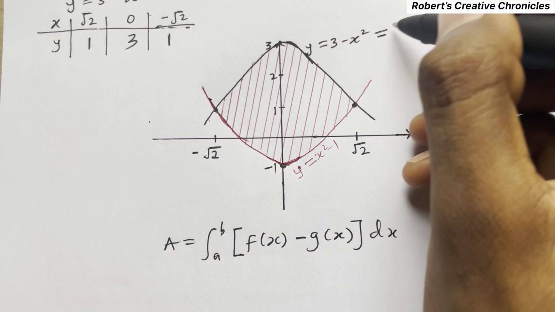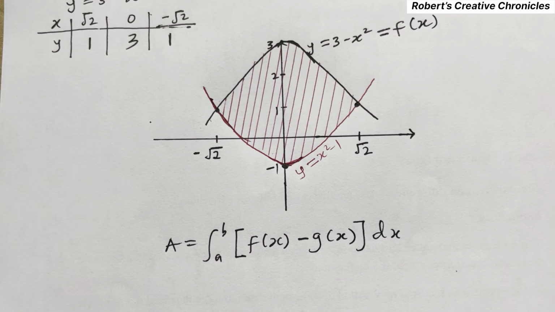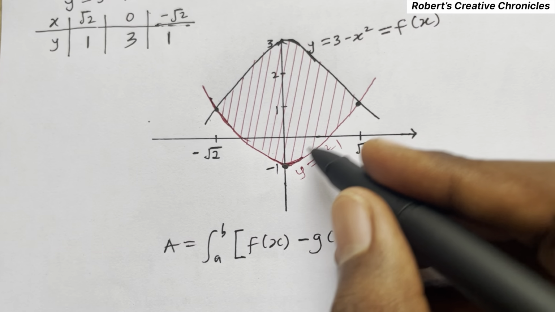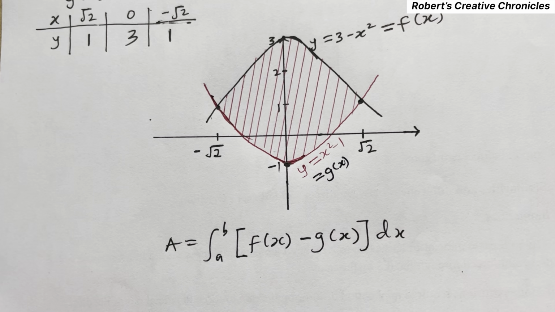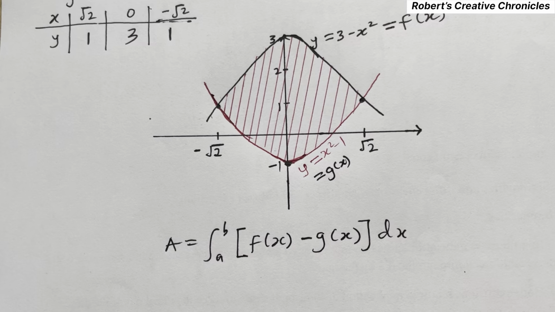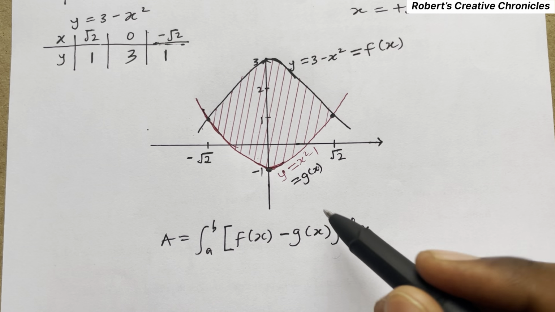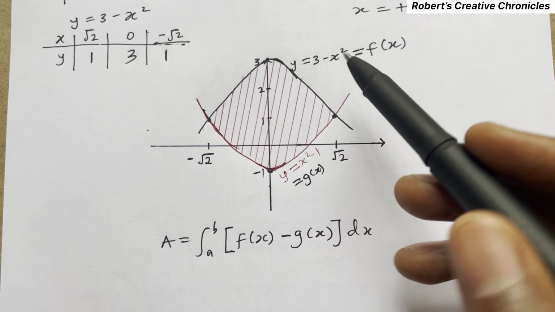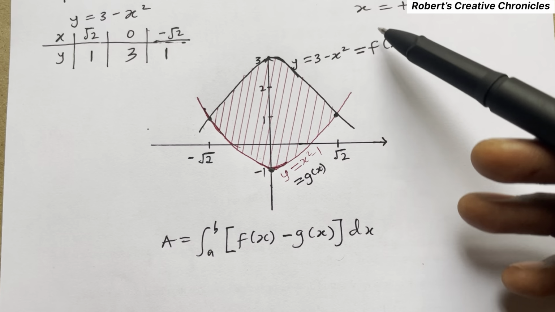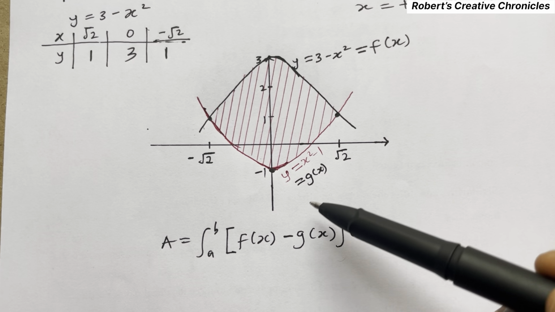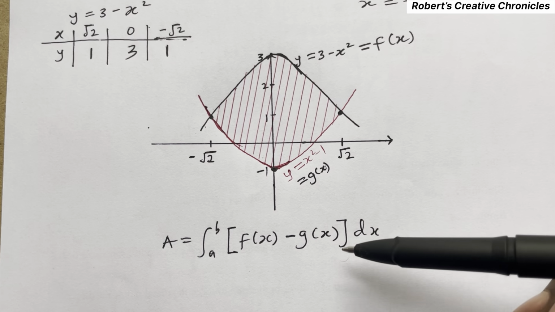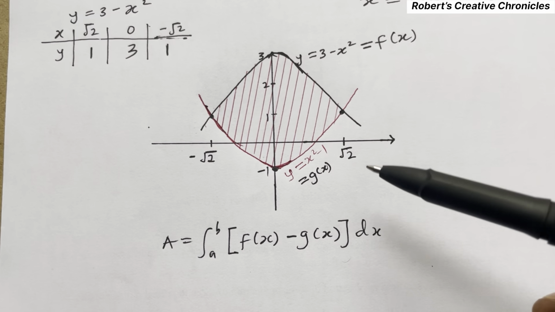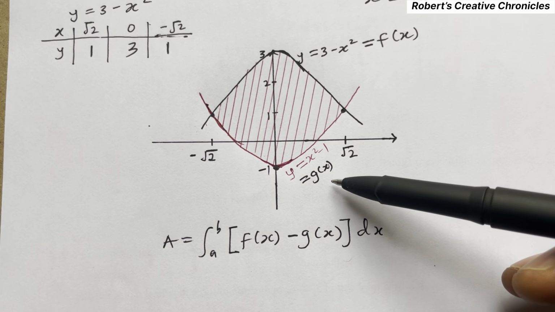This one is now hence f of x. And this one is g of x, the one that is below. So hence the graph above is f of x and the one below is g of x. So we can substitute it in this formula. But if you don't plot the graphs, you cannot know the one that is f of x and the one that is g of x.